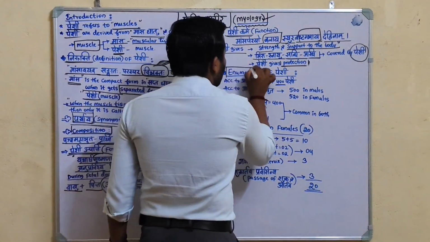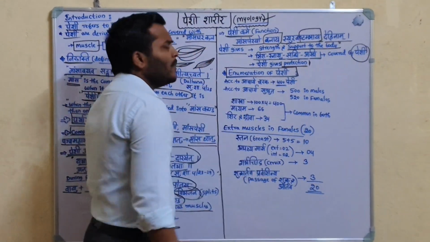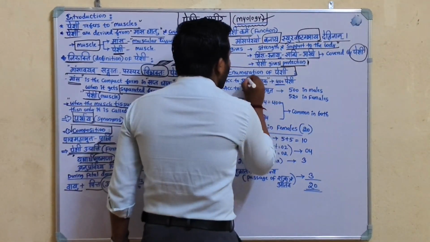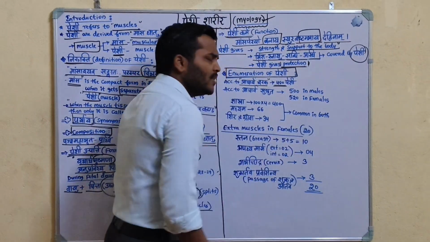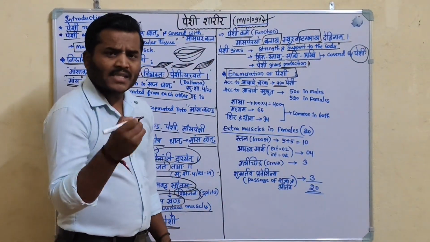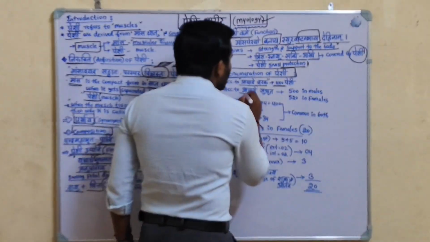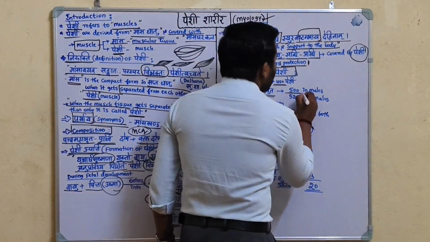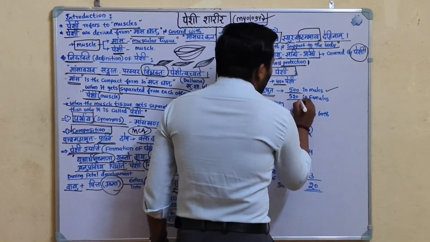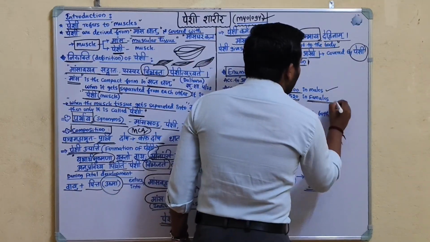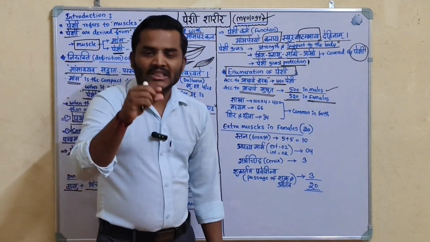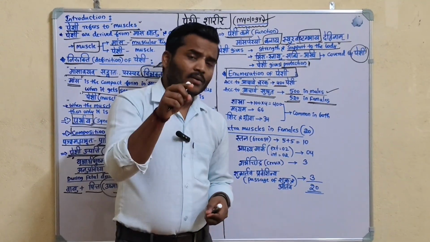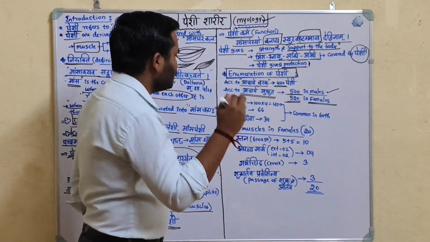Now we discuss the enumeration of peshi in our body. According to Acharya Charaka, 400 peshis are there. According to Acharya Shushruta, there are 500 peshis in males and 520 peshis in females. Here 20 extra muscles are present in women. It is said by Acharya Shushruta.